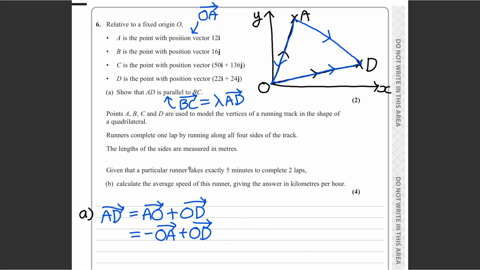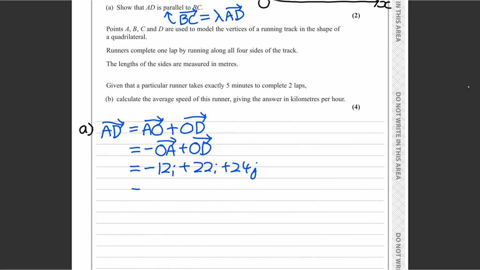So if we sub this in, it's going to be minus OA, so this is 12i, and then plus OD, so this is this here, 22i plus 24j. And then if we simplify this, minus 12i plus 22i is going to be 10i, and then plus 24j. So this here is AD.